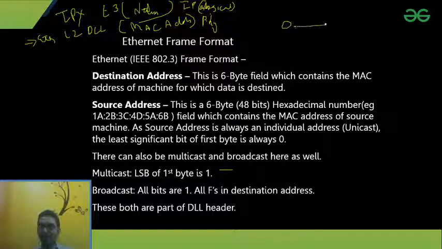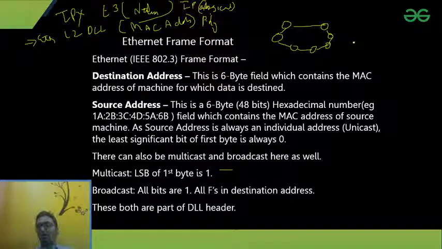MAC is helpful in hop-to-hop delivery, when the nodes are present in just our own network. So MAC can be used only when nodes are present in our network. We have our own network here, so MAC is used. There is no need of IP involvement here. So what is the destination address?